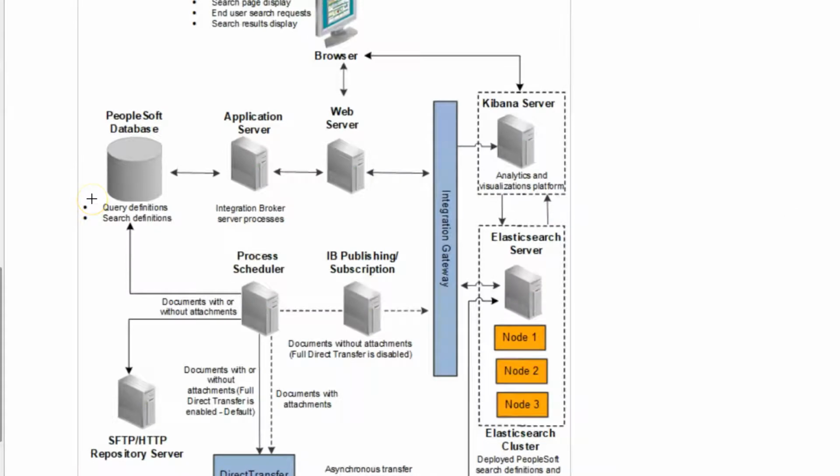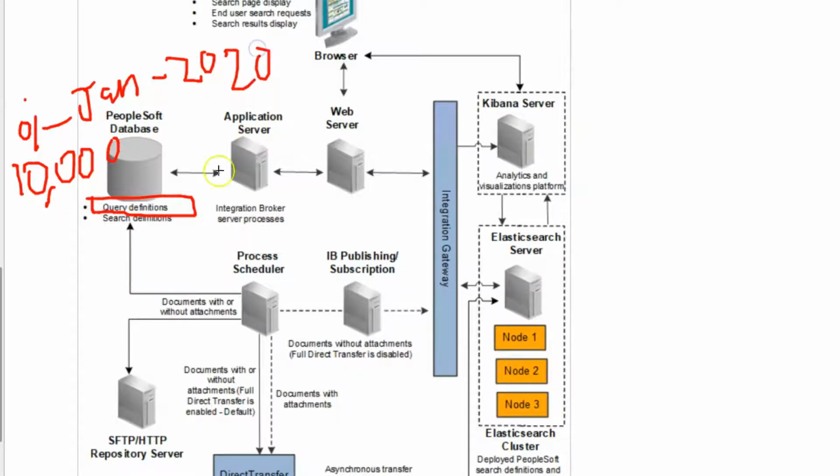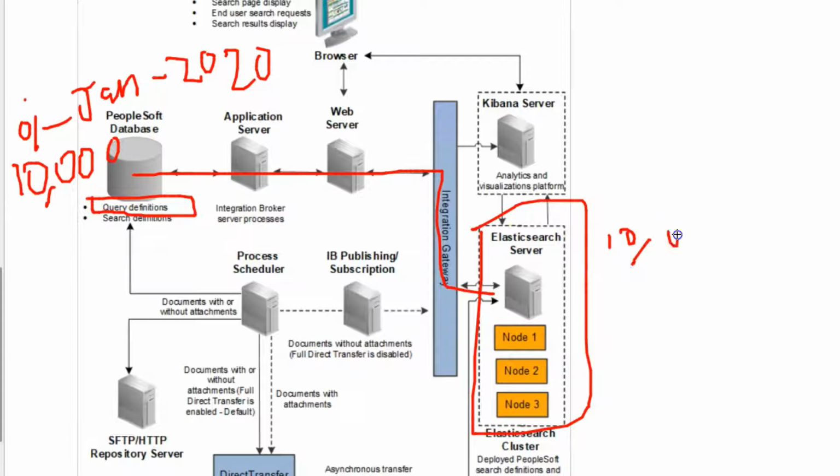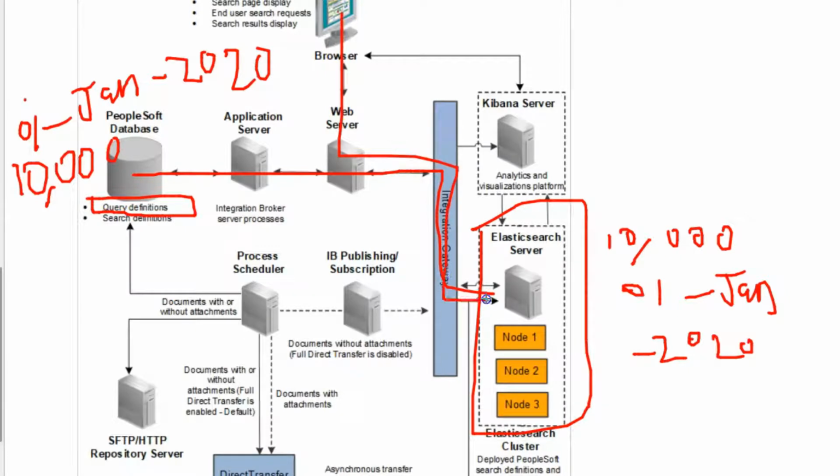Imagine for a second you have already created a PS query for our message catalog data, and that query returned 10,000 rows. And the data is as of January 1st, 2020. Now down the road we are going to transfer the data to the Elasticsearch server. So now the Elasticsearch server has those 10,000 rows as of date January 1st. Now the end user can run search against the data inside the Elasticsearch server. This is what we discussed in episode 1.